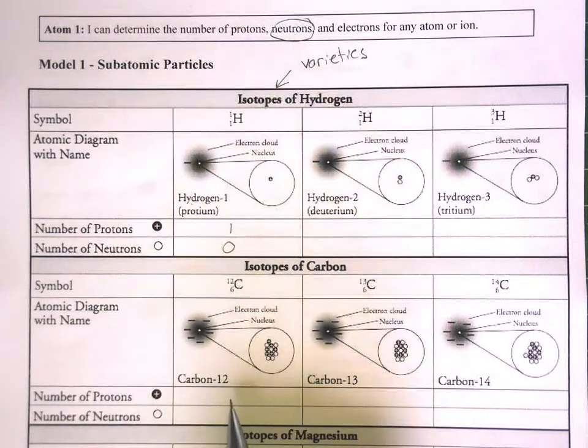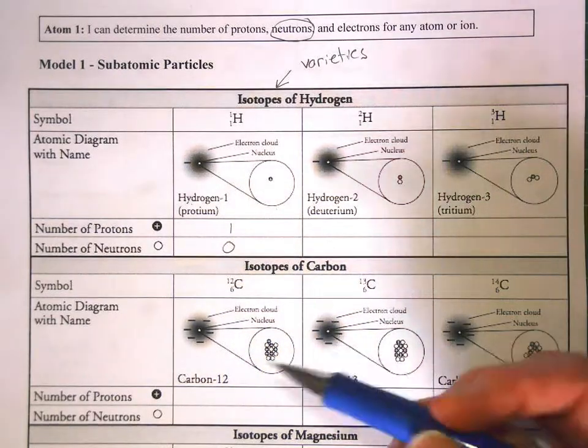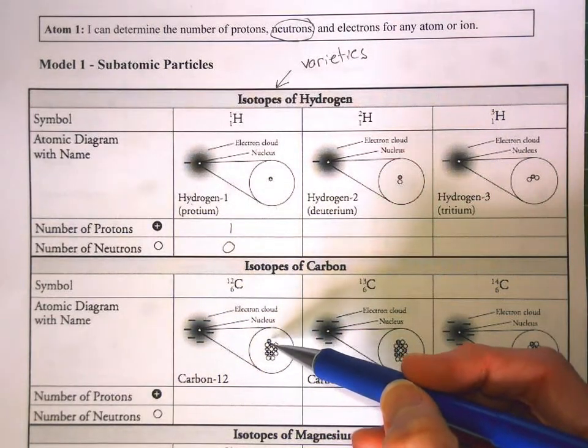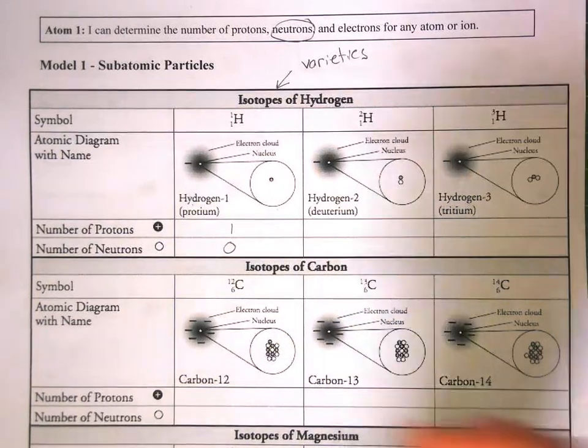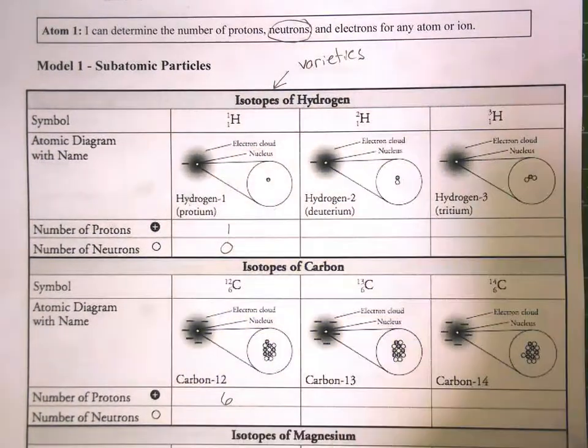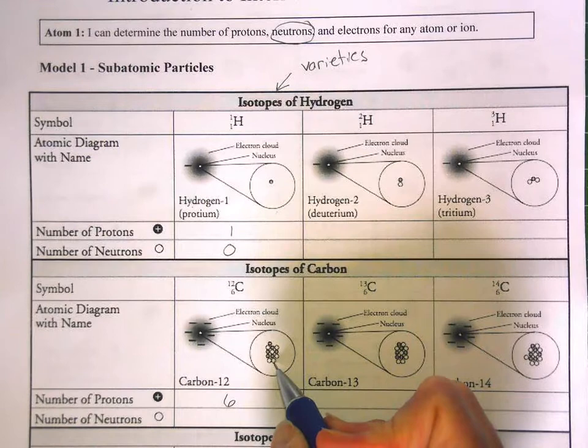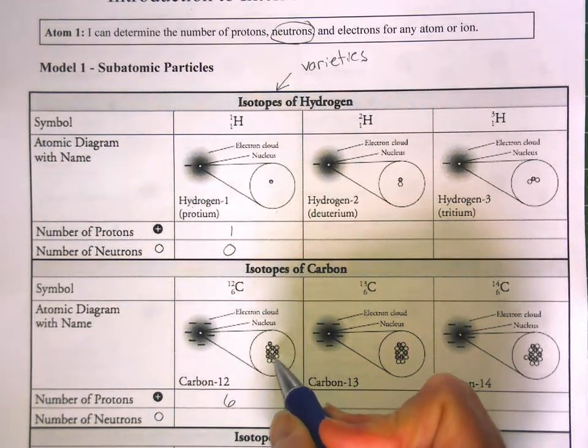If we look at the one below that, this is carbon 12, and if I were to count the number of protons in the nucleus, 1, 2, 3, 4, 5, 6, and the empty ones are neutrons, I'll count those as well, 1, 2, 3, 4, 5, 6.